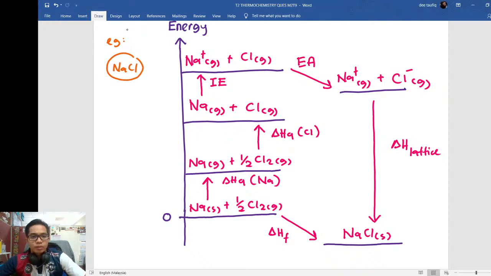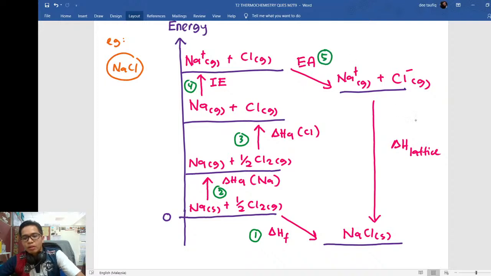Right, so saya nak label this one. This one is number 1. This is number 2. This is number 3. This is number 4. Ea is number 5. Lattice is number 6. Okay. So itu kita punya 6 steps.